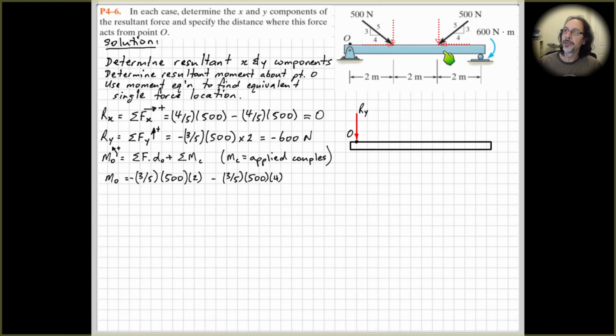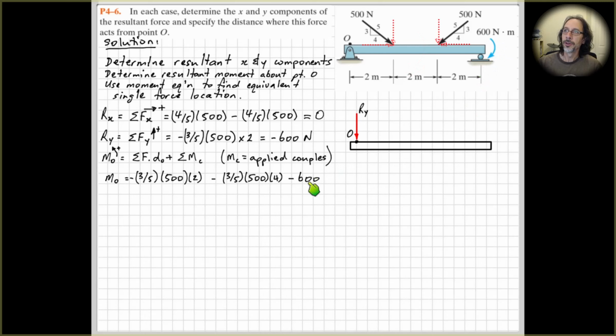So here we can see with this one, 3/5 times 500 times this perpendicular distance here, 4, and hopefully you can see that that's going to tend to rotate around O clockwise, so that one's negative also. And then we've also got our applied couple moment at the end here.